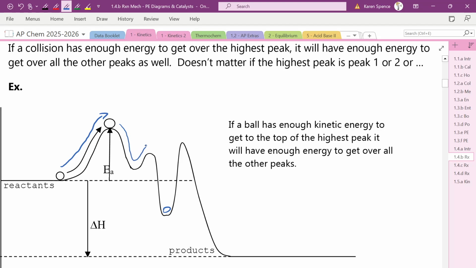So as it goes down, it's going to pick up kinetic energy. It goes up, it loses kinetic energy, but then it goes way down and it picks up a whole bunch more kinetic energy. And because it started with enough energy to get up to here, it'll be able to get to there. Okay, so it doesn't matter what the dips are in between, just whichever one is the highest peak. If you can get over the highest peak, you can get over all of the other peaks.